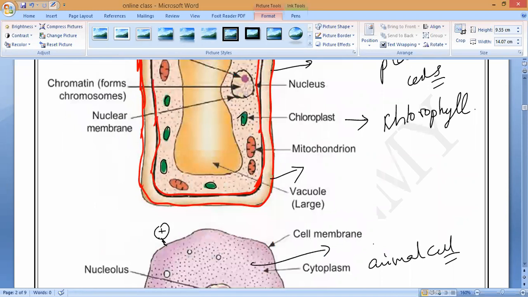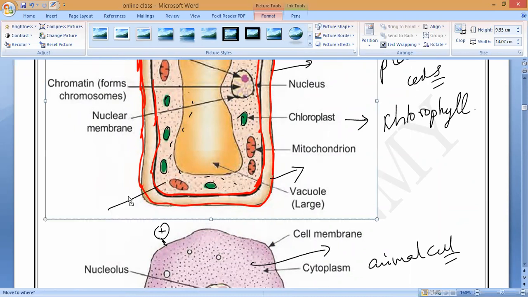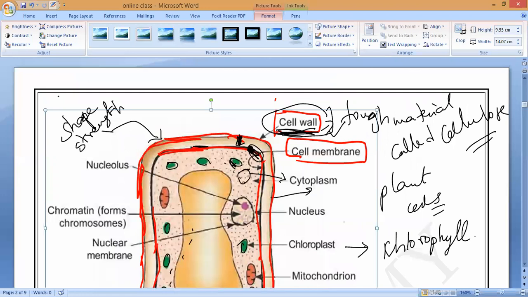It is not present in the animal cell. You can observe all these things, this liquid outside, inside the membrane and between the nucleus and the cell membrane. What is that liquid called? Some kind of liquid, is it yes or no? Yes, sir. So that liquid is called cytoplasm.